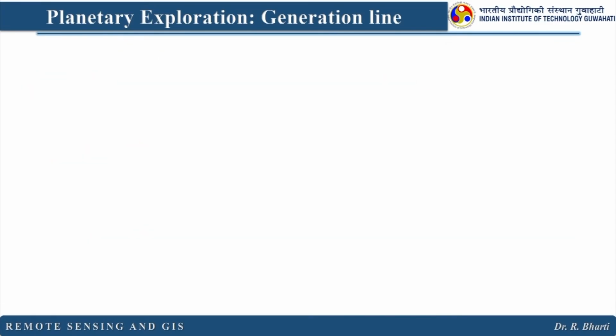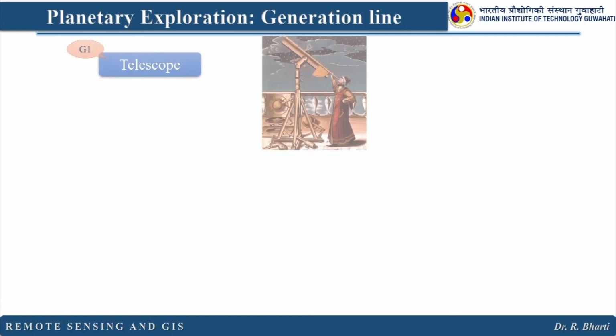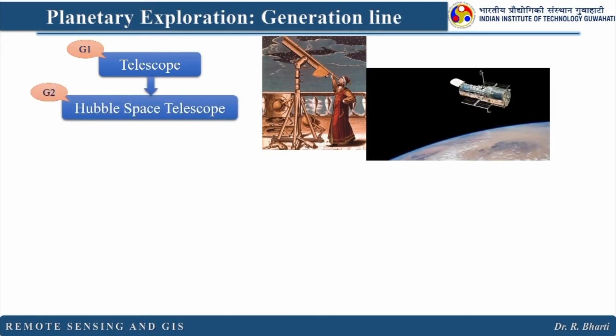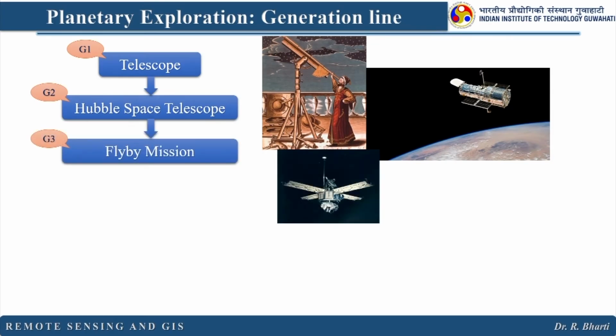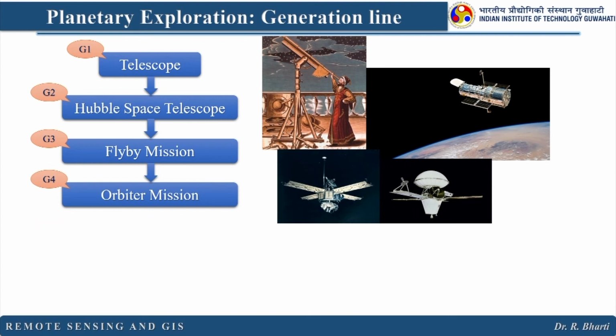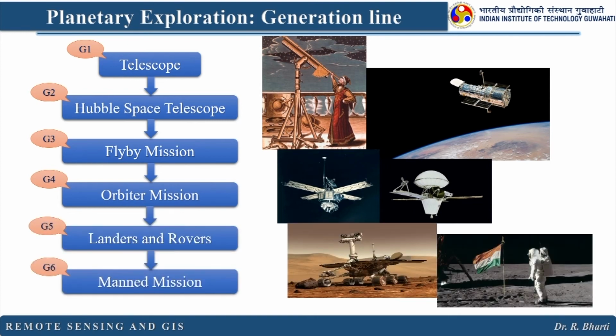Now let us see how we evolved over time. For planetary exploration, we started with the telescope, then the Hubble Space Telescope, then flyby missions, then orbiter missions, then landers and rovers, then manned missions. So this is how we are evolving ourselves. It is necessary to update ourselves to know the latest techniques and use them in your application, right?